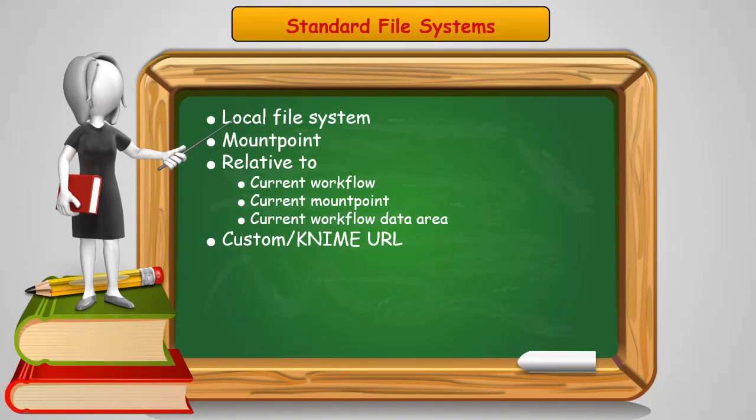Now, with standard file systems, there's going to be different options that we can choose from. A local file system, a mount point, and a relative to, and there'll be three versions of relative to: the current workflow, the current mount point, and the current workflow data area. And then finally, a custom or a KNIME URL. And I'm now going to walk you through an actual hands-on video, and we're going to walk through an example of each one of these.